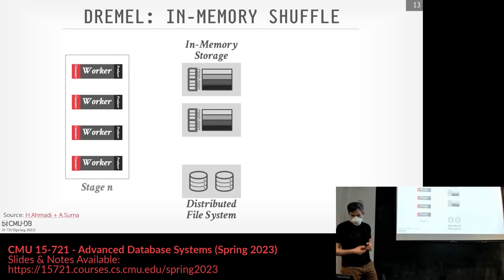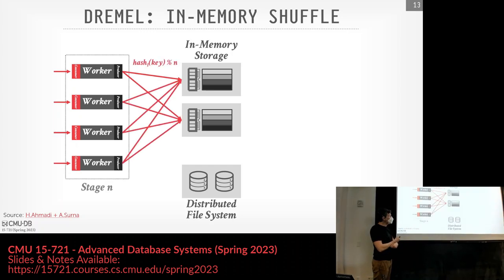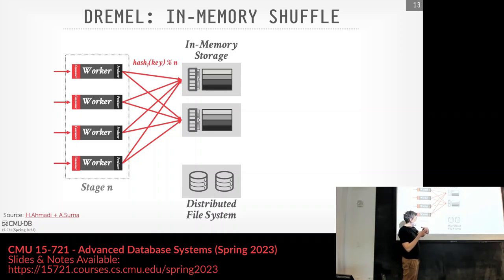All right, so the idea is this. Here's our worker, here's our current stage, and the worker is going to have a consumer API and a producer API. The consumer is just retrieving data from the previous stage, or from the distributed file system for reading the original files. Then as they execute, they produce output, and you hash the data on some key that everyone agrees upon, and then they send the data to the different nodes. And if it gets too big, we can then spill to the distributed file system.